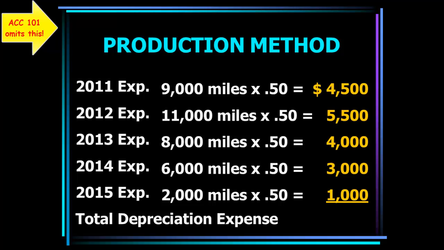Now remember, straight line gave me $3,600 every year. Are we getting a constant amount here? No. In some years it's higher than that. Why? Because we drove more miles that year.